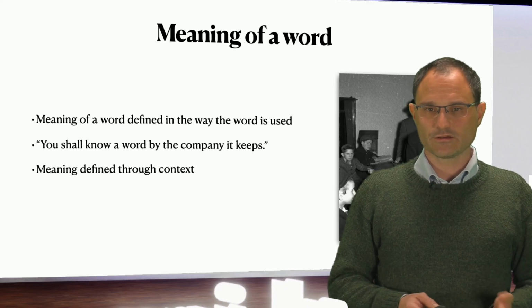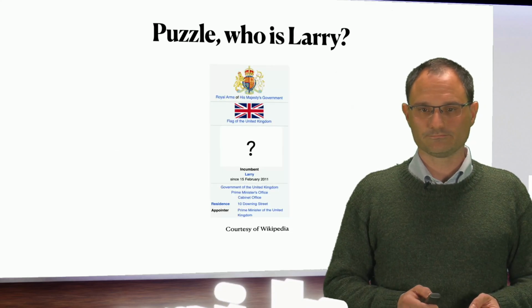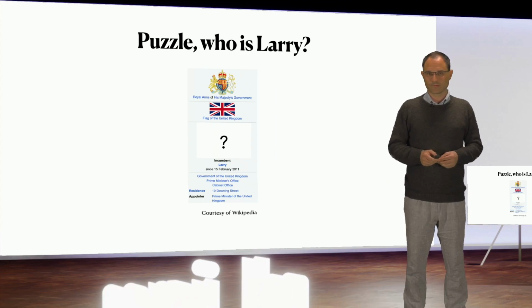To make this idea more intuitive, let's resolve a small puzzle. The British government has a mysterious civil servant named Larry. He has been incumbent since 2011. He reports directly to the Prime Minister. So who is Larry and what is his job?